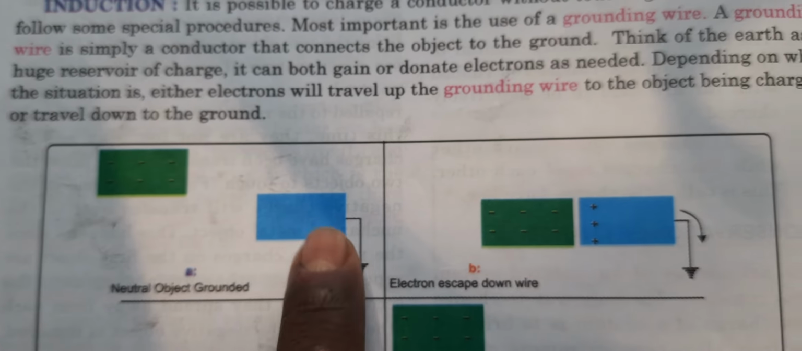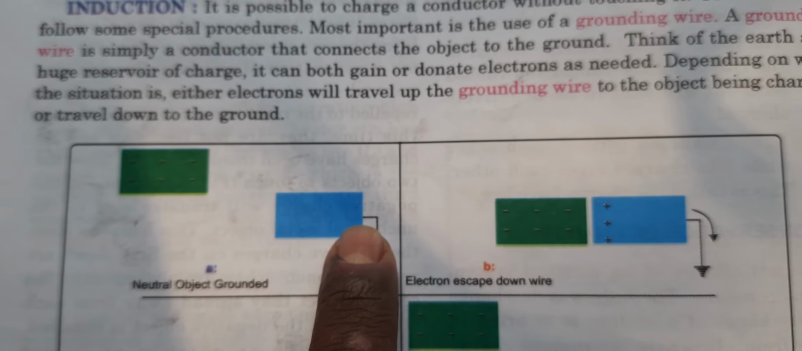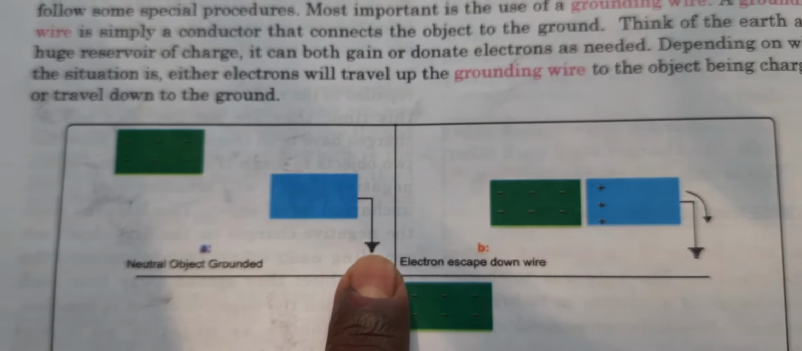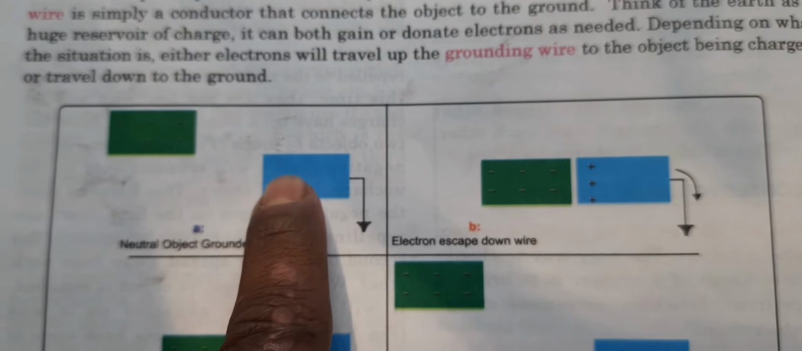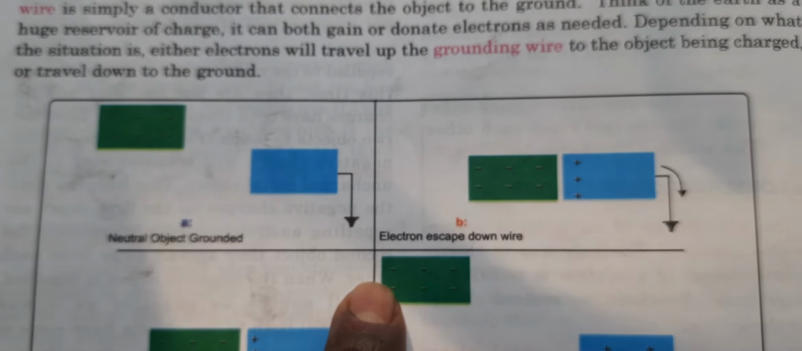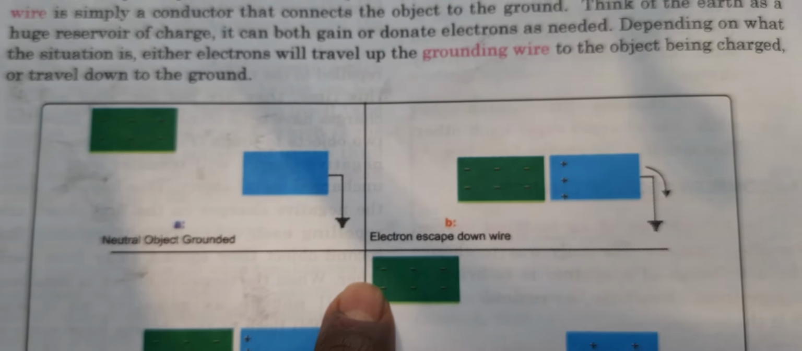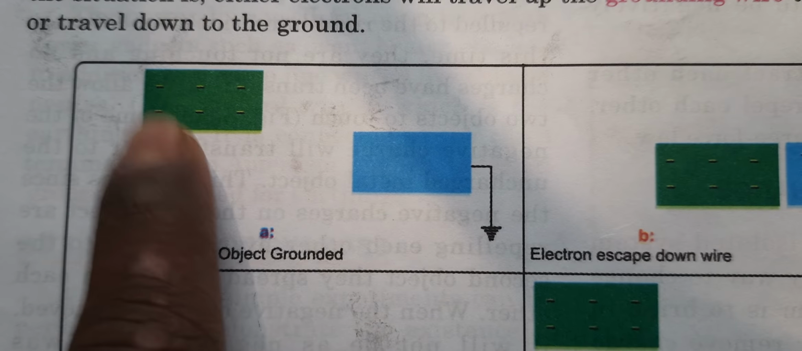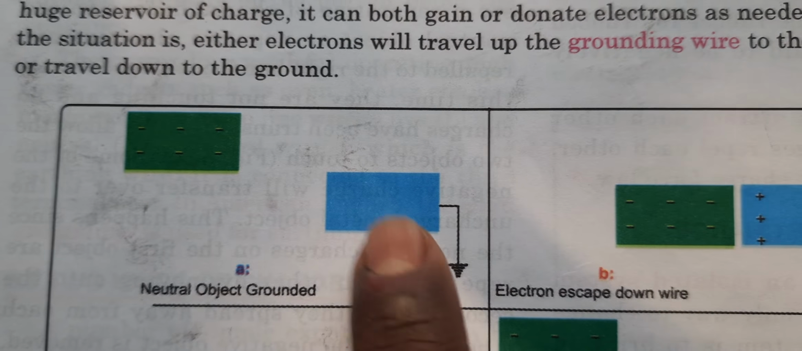Okay, so with the ground there is a wire touching this particular uncharged body. Now ground can do both. It can give electrons and it can also take electrons, depending on the situation. Now let us see the situation over here. This is a negatively charged body. This is an uncharged body.